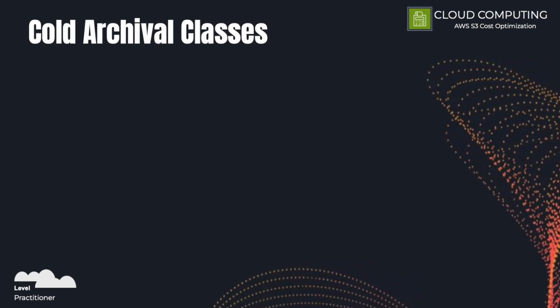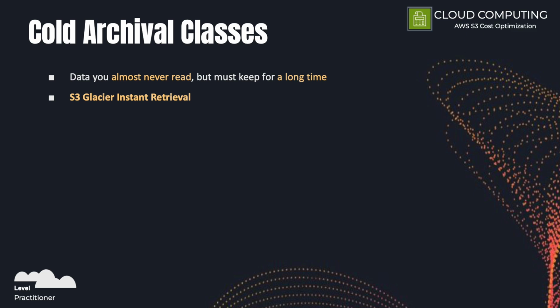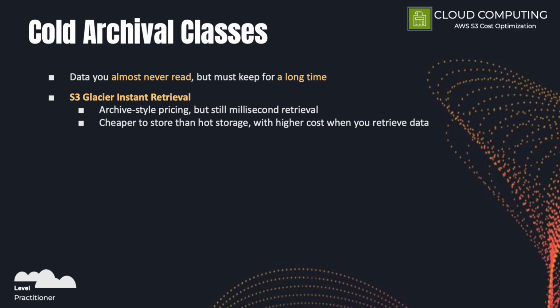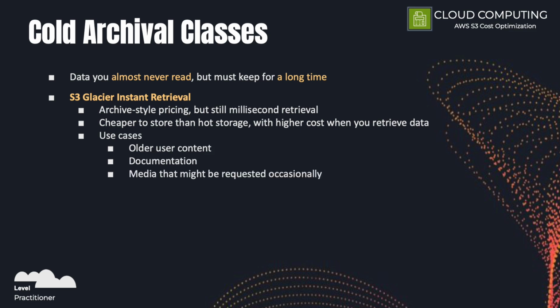Next, let's move into the true cold and archival options, where storage gets really cheap, but retrieval trade-offs start to matter more. Starting with cold and archival storage, also known as Glacier classes. These are for data you almost never read, but you must keep for a long time. The first option here is S3 Glacier Instant Retrieval. It has archive-style pricing, but still gives you millisecond retrieval. It's cheaper to store than hot storage, with higher cost when you retrieve data. So use cases include older user content, documentation, or media that might be requested very occasionally.